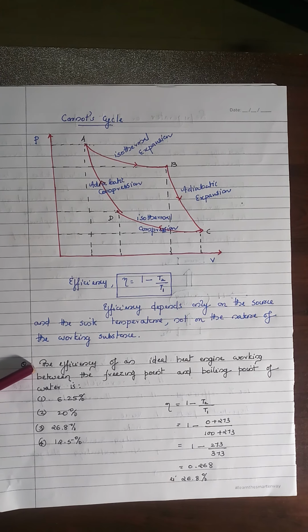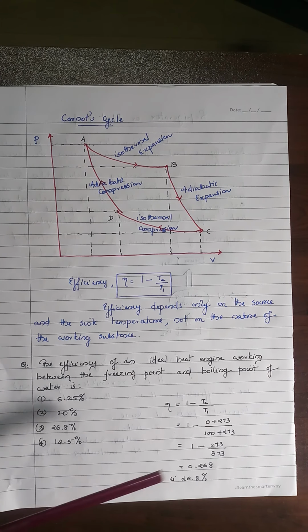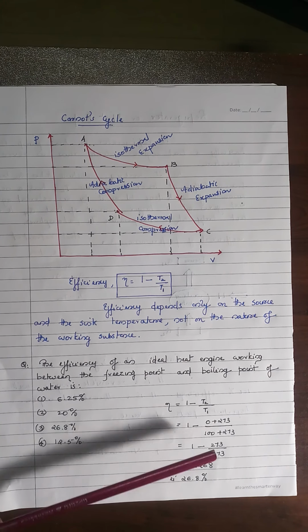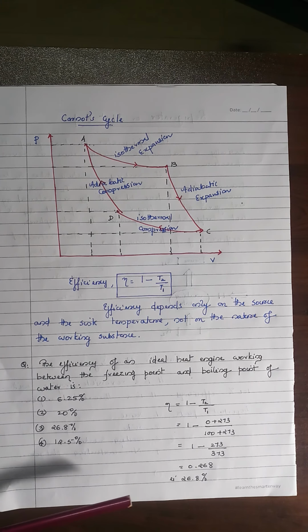Okay, a good question. The efficiency of an ideal heat engine working between the freezing point and the boiling point of water is, we know the simple relation, 1 minus T2 by T1. T2 is the sink temperature, T1 is the source temperature, but we have to express them in Kelvin. You get the answer as 26.8%.